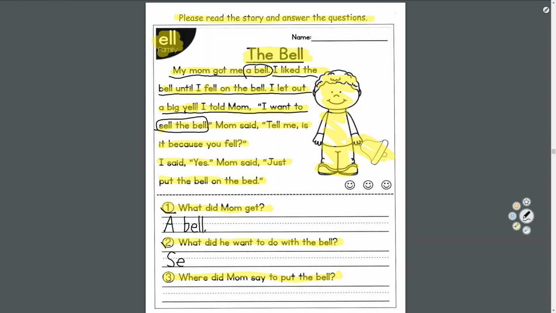Sell it. That's all we gotta say, because we already know we're talking about the bell. Sell it. He wants to sell it. Number 3. Where did Mom say to put the bell?